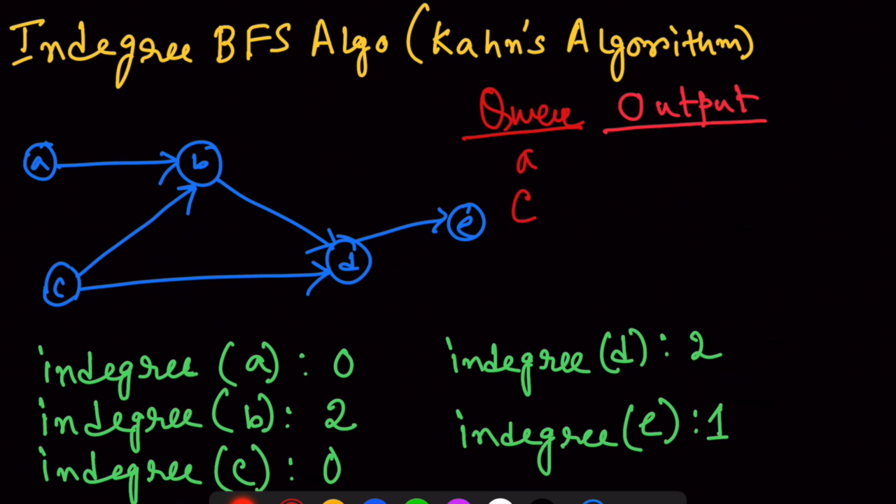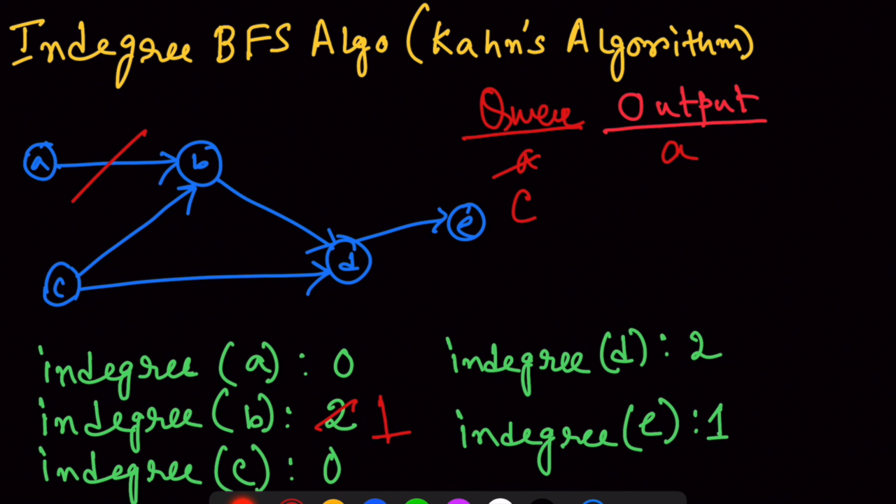Next, we'll take A and add it to our output, because A doesn't have any characters that come before it. So A can be in our output. When we process A, we look at all of its neighbors. A has only one neighbor, that is B. We'll get rid of this edge and decrease the indegree of B. So the indegree of B is reduced to 1, because we're just getting rid of this A to B dependency.